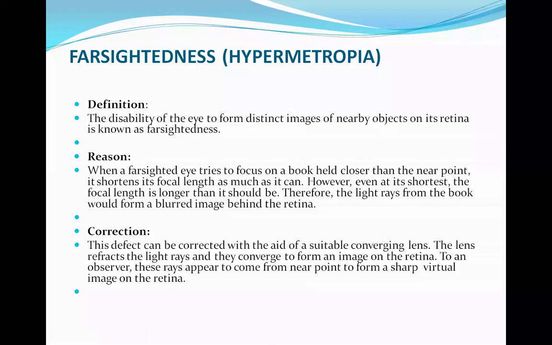The reason is that when a farsighted eye tries to focus on a book held closer than the near point, it shortens its focal length as much as it can. However, even at its shortest, the focal length is longer than it should be. Therefore, the light rays from the book form a blurred image behind the retina. It can be corrected with the aid of a suitable converging lens. The lens refracts the light rays and they converge to form an image on the retina. To an observer, these rays appear to come from a near point to form a sharp virtual image.